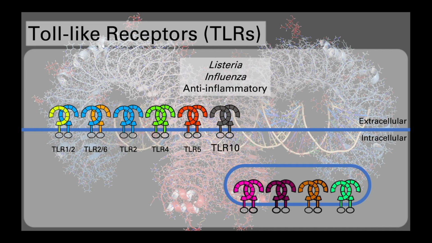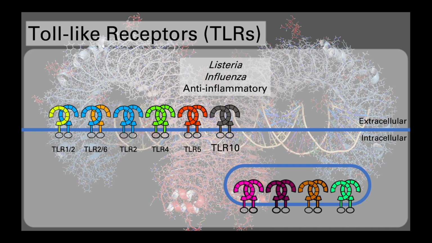TLR10 is a bit of an odd one out, and until recently was considered an orphan receptor, as its function wasn't known. However, emerging evidence suggests it plays a role in detecting listeria, but interestingly also detects viral PAMPs on the influenza virus and seems to be anti-inflammatory, whereas all the other pattern recognition receptors are pro-inflammatory.